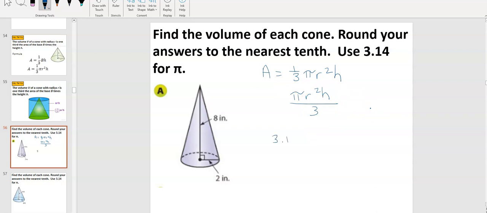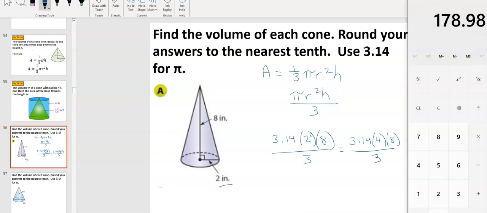So we're going to go ahead and fill in the values we know. We know that pi is 3.14. Our radius is 2, squared. Our height is 8. And then all of this is going to be divided by 3, in the end. And then I am just going to use my calculator here. So I know that the square of 2 is 4, and I'm just going to do 3.14 times 4 times 8 divided by 3.